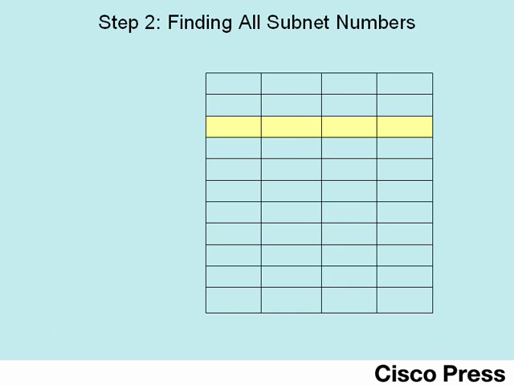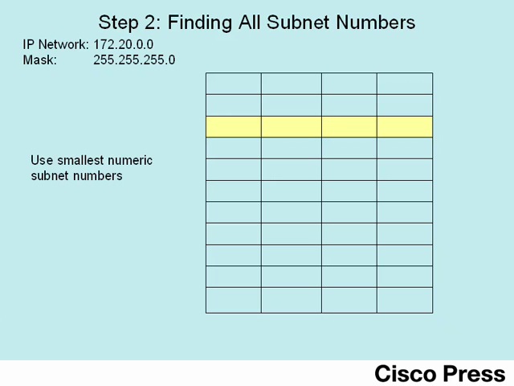Next, let's take a look at scenario step 2, in which we will determine all the subnets of a particular Class B network and then choose 5 subnets to use for this topology. Now the network manager in this case has told us that we're going to use Class B network 172.20 with mask 255.255.255.0. The network manager has also told us that once we figure out what the subnet numbers are using that network number and that mask, we want to use the smallest numeric subnet numbers to support the network that we're deploying.